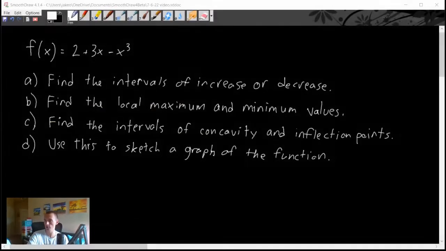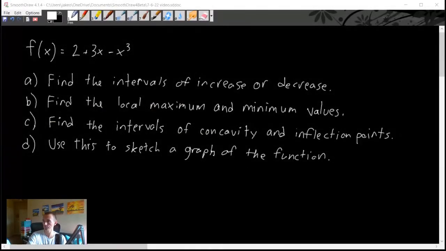Let's go ahead and jump into the problem here, and I'll show you how to do this one. So basically we have this function here, f of x equals 2 plus 3x minus x cubed. There are going to be several parts that we're going to want to do here. First, it asks us to find the intervals of increase or decrease, which essentially just means find what intervals your function is increasing and which intervals it's decreasing.